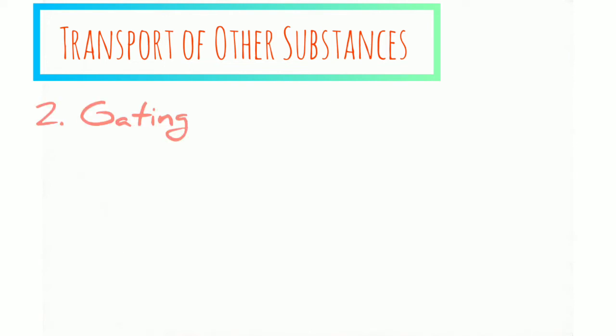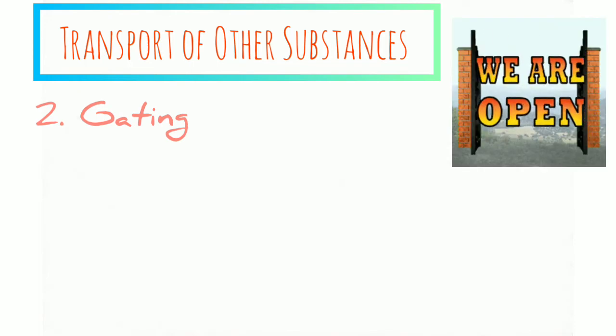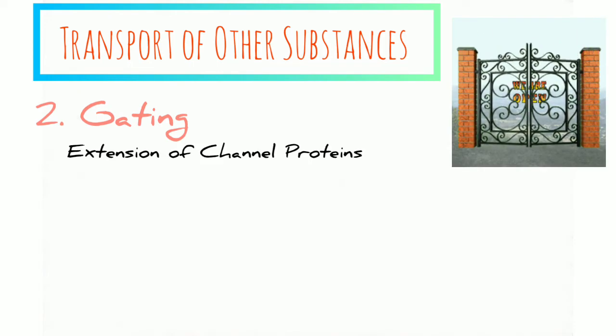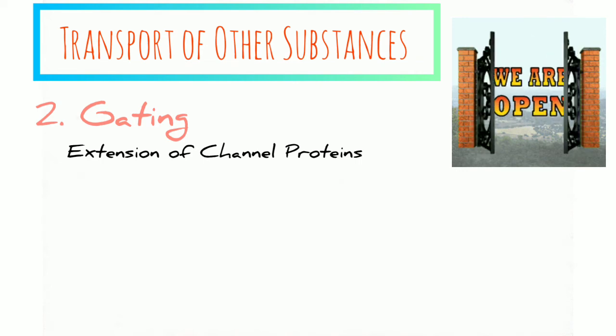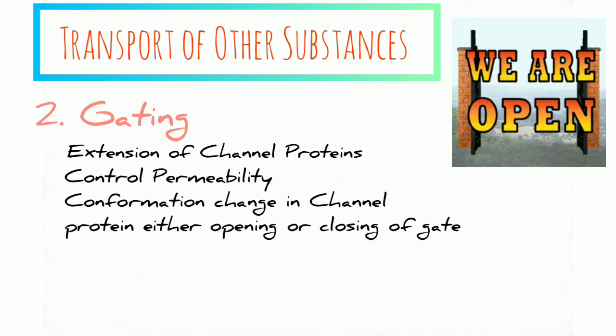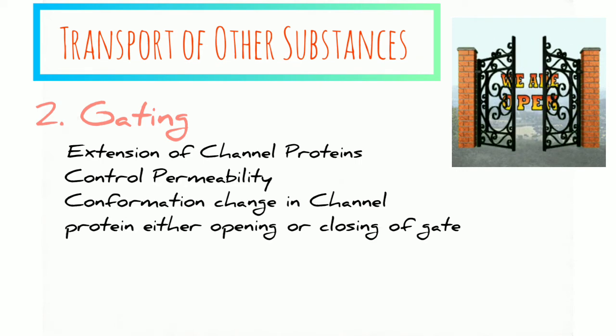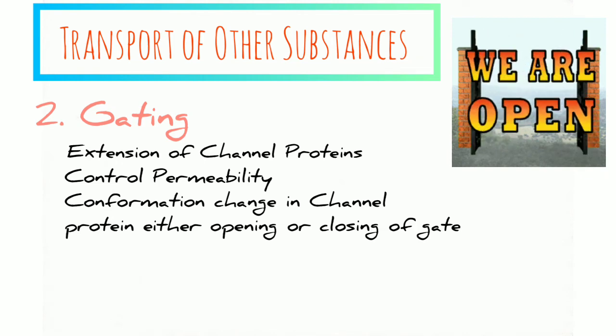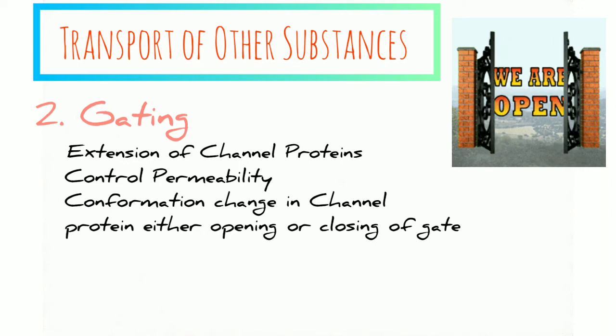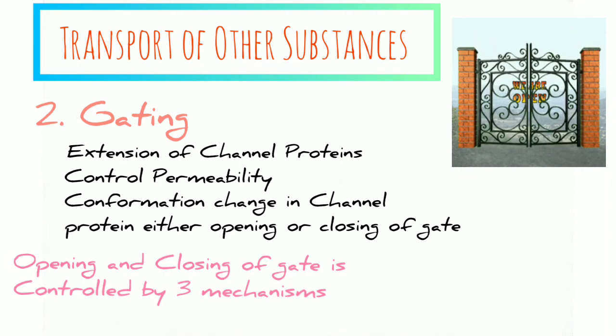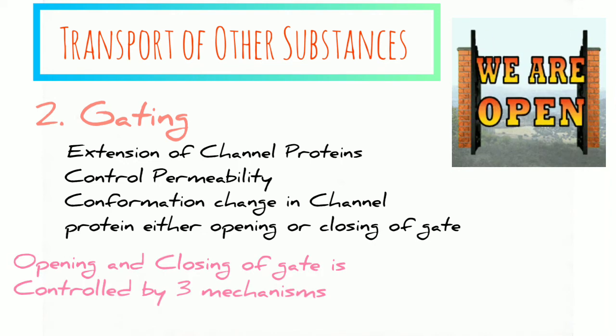The second is gating. Gating means gates. Gates are extensions of the transport protein molecule. They help in controlling the permeability of channels. Conformational changes in the shape of the protein molecule cause either opening or closing of the gate. So the opening and closing of the gate are controlled by three mechanisms.